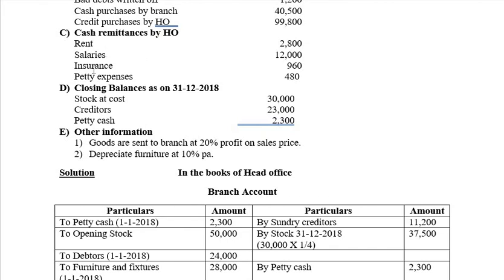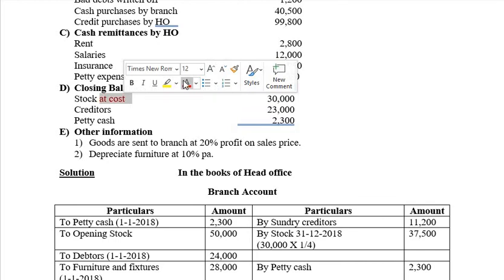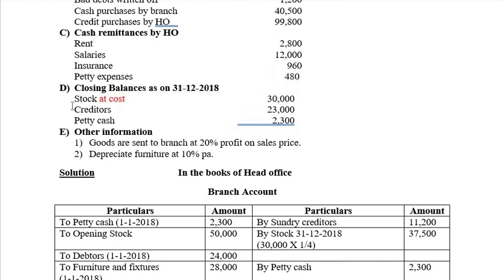Next, after cash, the next one is closing balances as on 31st 12 2019. Now this closing balance, if you see, is in case of stock at cost. This is not at invoice price, this is at cost. Now since it is at cost, you will have to add loading. It is not that you have to deduct it, you have to add loading. Now how are you going to add loading? What is being said here?